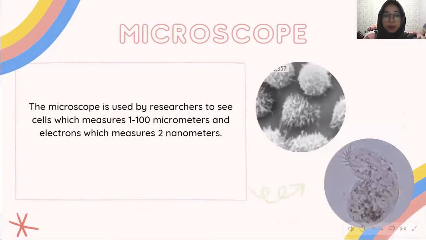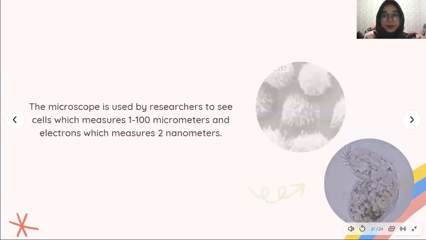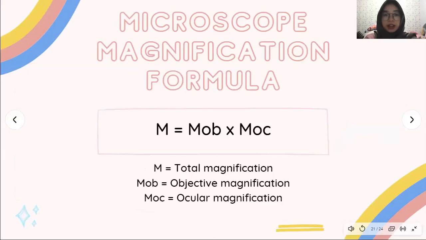And the microscope is used by researchers to see cells, which measure 1 to 100 micrometers, and electrons, which measure 2 nanometers. Then with this formula we can calculate the magnification of the microscope. The formula is magnification equals objective magnification times ocular magnification.